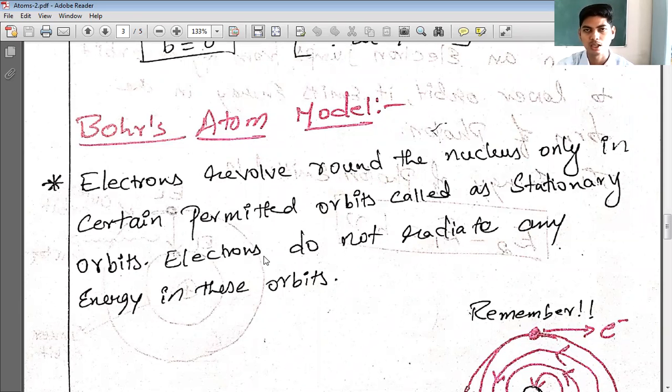There are no big changes here. There are very slight changes in Bohr's atom model.